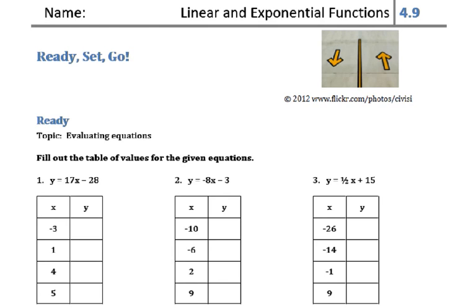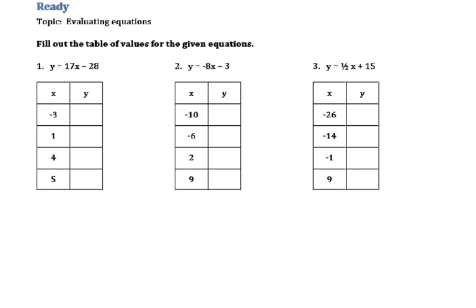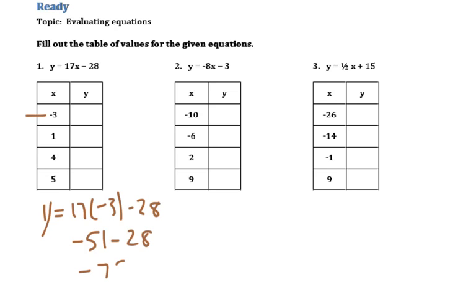The first things we're doing are just evaluating equations given our values. So we just plug values in. For negative 3, y equals 17 times negative 3 minus 28. 17 times negative 3 is negative 51, minus 28 is negative 79.